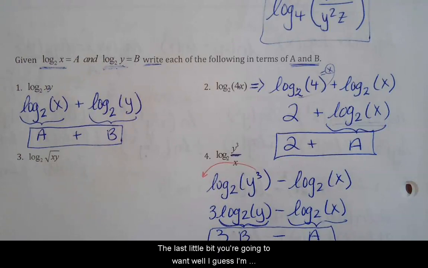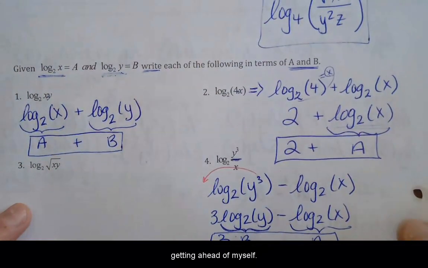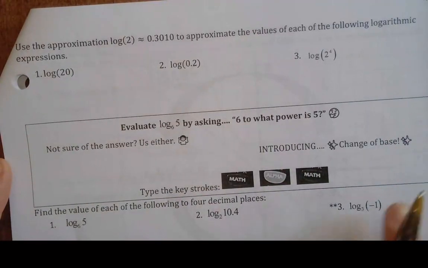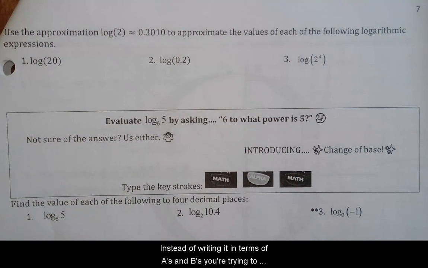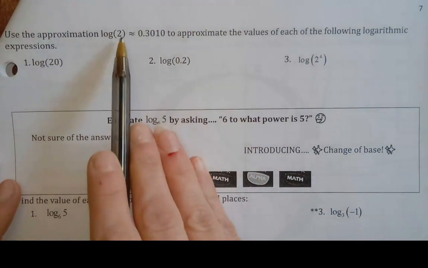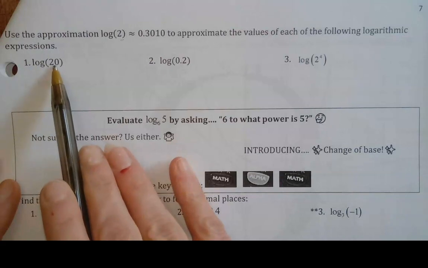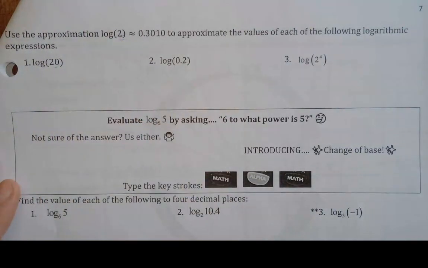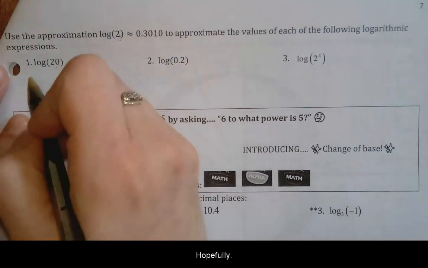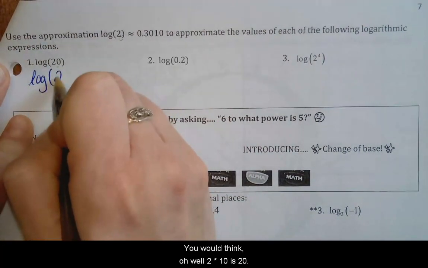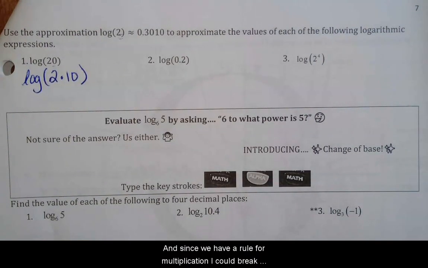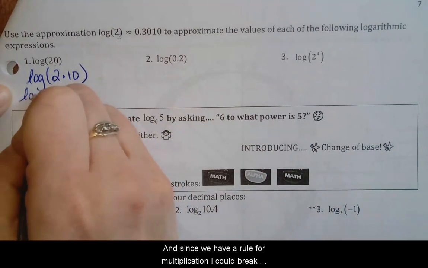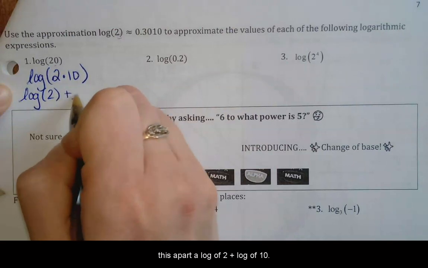All right, flip it over. We're doing the same sort of concept here at the top of the page, but instead of trying to rewrite it in terms of a's and b's, we are trying to rewrite it so that we can find the log of 20. If I think of 20 as broken down into 2 and something else, hopefully you would think, oh, 2 times 10 is 20. And since we have a rule for multiplication, I could break this apart to be log of 2 plus log of 10.